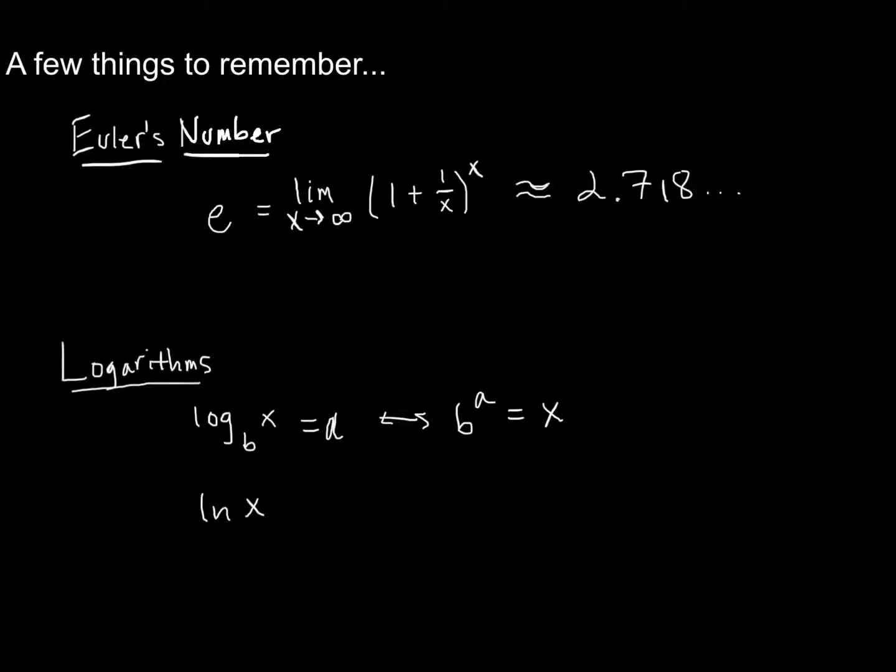Natural log of x is taking the log where the base is e of some value x. And so here what you're trying to find is, what must you raise e to the power of to get x? If this were equal to a, then that's the same as saying e raised to the a power is equal to x. Okay, so a couple of things to remember and keep in mind so that when we utilize them over the course of this lesson, they will make sense to you.